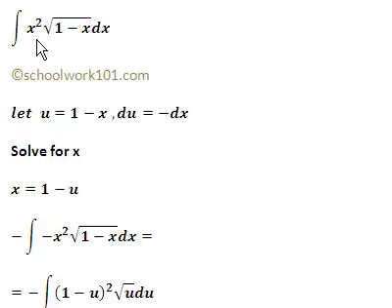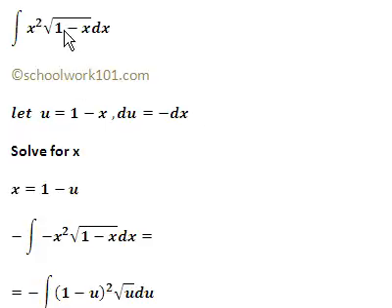Hey, we're going to be taking the integral of x squared times the square root of 1 minus x dx. Now we're going to be using u-substitution, and this problem is going to be just a little bit long, so hang in there. And it's going to be a tricky type of u-substitution.